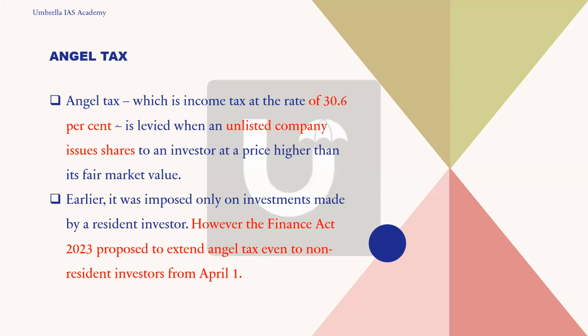So angel tax is an income tax, where a tax of 30.6% is levied when an unlisted company issues shares. For example, let us say, give me one unlisted company. Okay, Swiggy. Swiggy is not listed, right? Still. So let us go with Swiggy. Swiggy issues some shares to some investor. Okay, and is it going to just provide the fair market value, or will it increase the price?